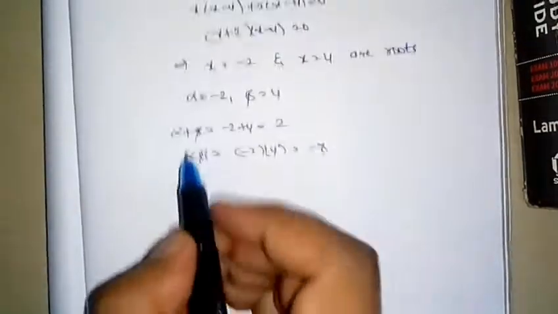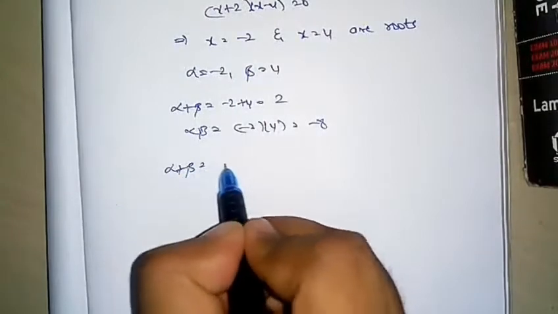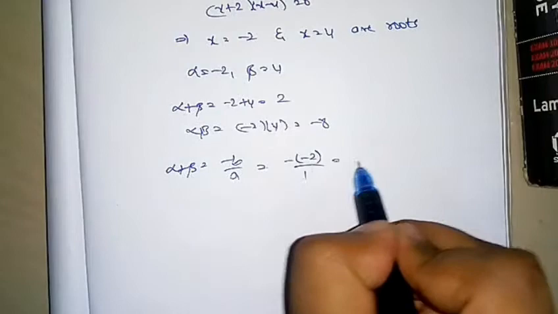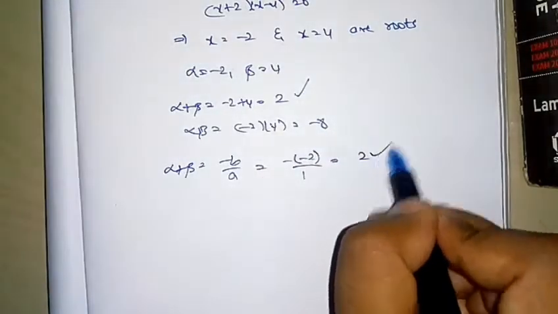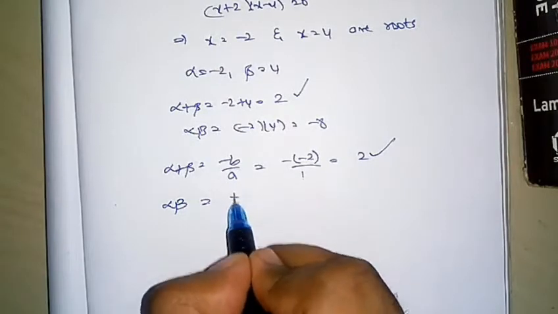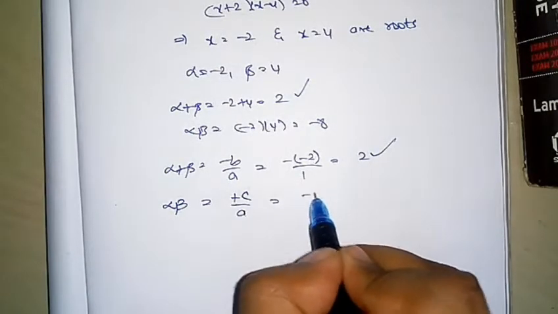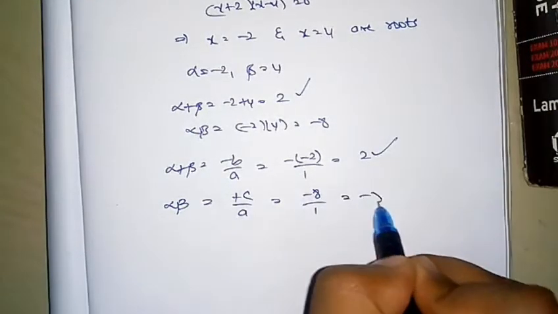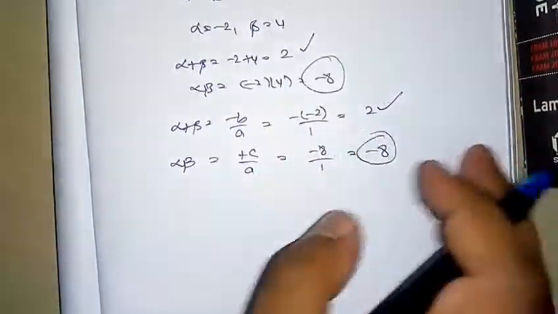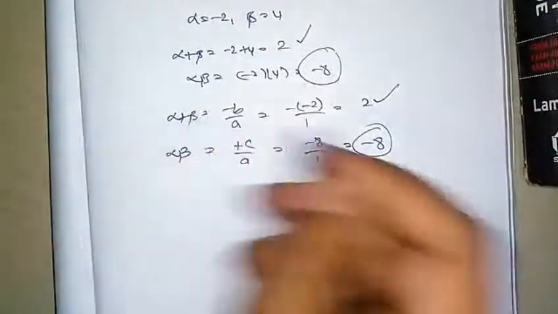Now using formulas, alpha plus beta is equal to minus b by a, which is equal to minus of minus 2 by 1, which is equal to 2. So these two are equal. Product of the roots alpha beta is equal to plus c by a, which is equal to minus 8 by 1, which is equal to minus 8. So these two are also equal, and we have verified the formulas.